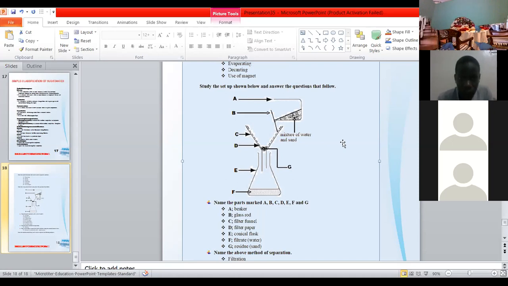I think because the mixture is not homogeneous. Oh, that is good. So let us check this one.